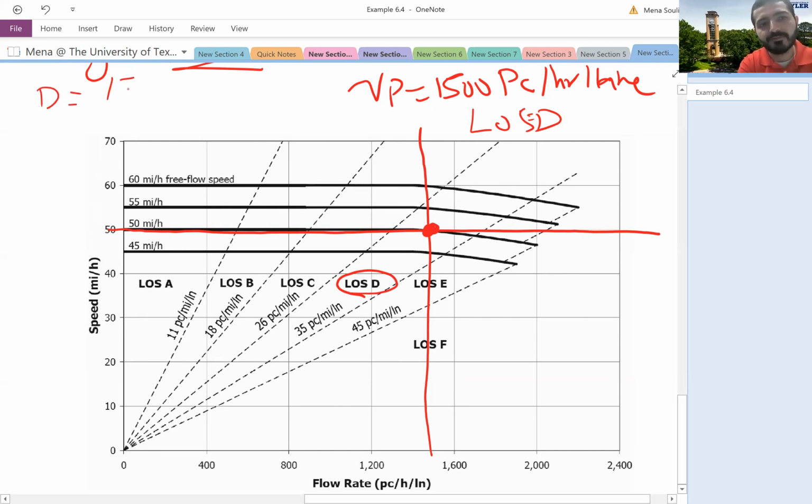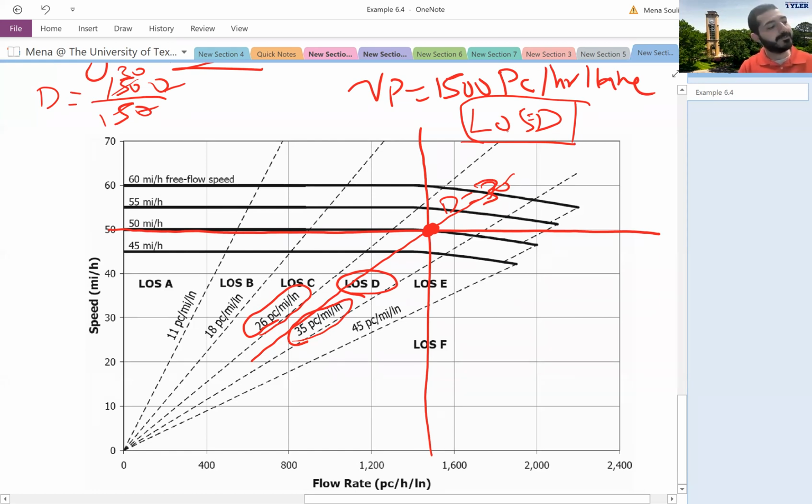Or you can say, I want to get the density. The density is equal to 1500 over 50. That's very simple theory. The density is equal to 30. Any density between 26 and 35, which is almost in the middle, is D, so 30 is D. Therefore, that's another confirmation: that's level of service D. Any question on that problem?